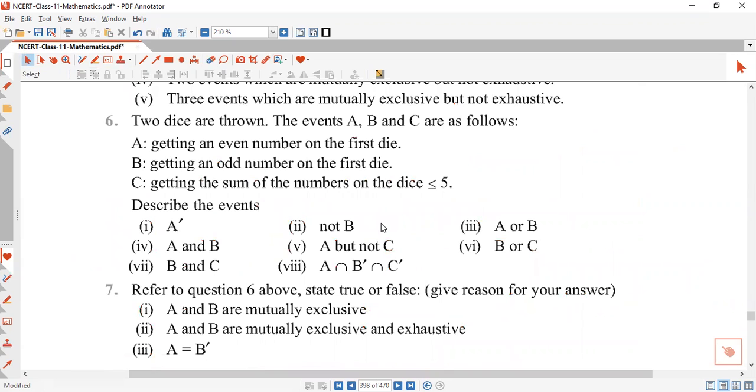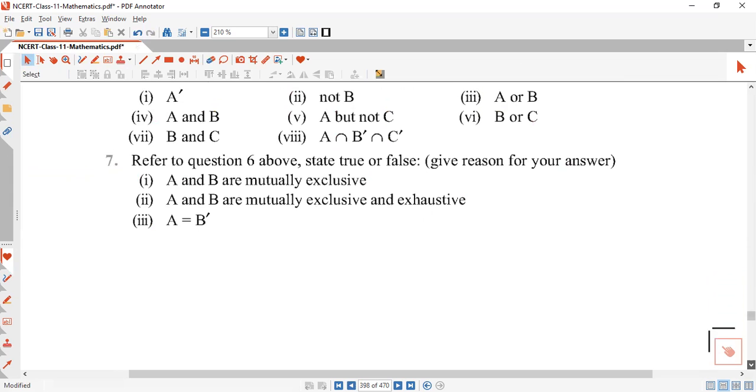Now we want to discuss question number 7. Question number 7 says, refer to question 6 above, state true or false. Give reason for your answer. Number 1, A and B are mutually exclusive. Number 2, A and B are mutually exclusive and adjustive, and A equal to B dash.